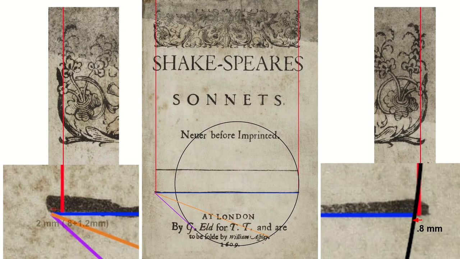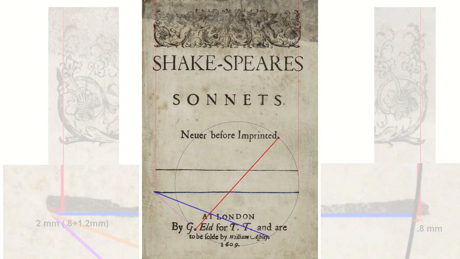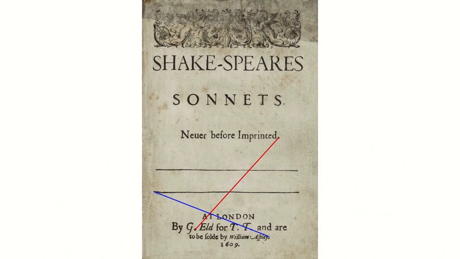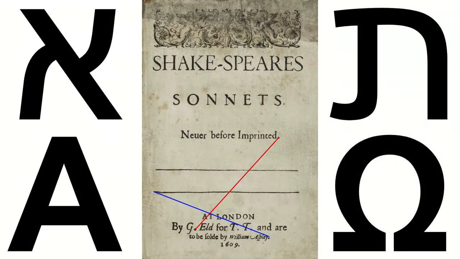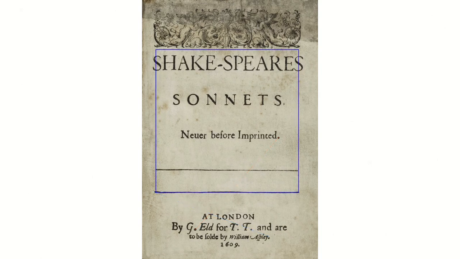So 0.8 of a millimeter at one end, and then it's a total of 2 millimeters, which is 0.8 plus 1.2 millimeters. Now, you may also have wondered why it says at London. Well, it means Aleph Tav, and that in Greek translates to Alpha Omega. The first and last letters of the Hebrew alphabet are Aleph and Tav, and Omega is the last letter of the Greek alphabet, and we've got the beginning and end construction lines, and I just like that and keep that in. So there's our square.